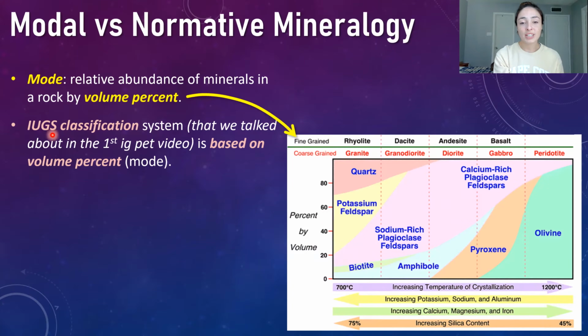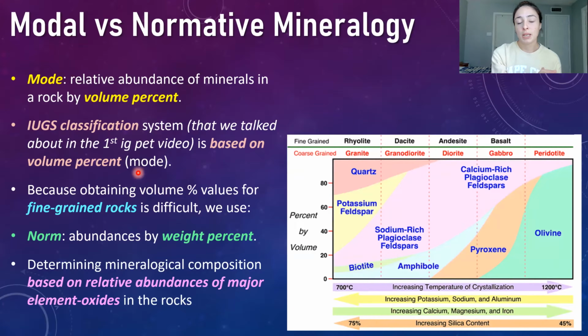And the IUGS classification system that we talked about in the first igneous petrology video, the one over igneous rock classification, is based on volume percent or mode as well. And all of the classification diagrams and everything we talked about in that video are based on mode, or modal mineralogy. But because obtaining volume percentage values for fine-grained rocks, or more volcanic rocks rather than plutonic rocks, is difficult, we use norm or normative mineralogy for these rocks.